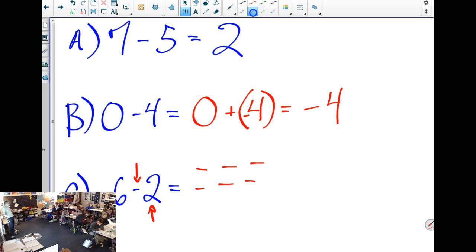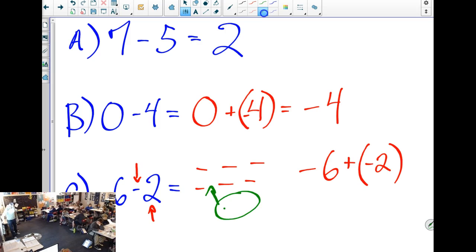So instead, we got to change it, not subtraction. We want addition. So we should really rewrite this as -6 plus a -2. Because if I can't take away positives, could I bring in 2 more negatives? Yeah, I can always add more tiles in. Whether they're positives or negatives, I can always add more in.